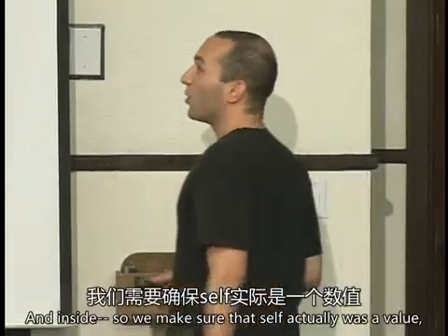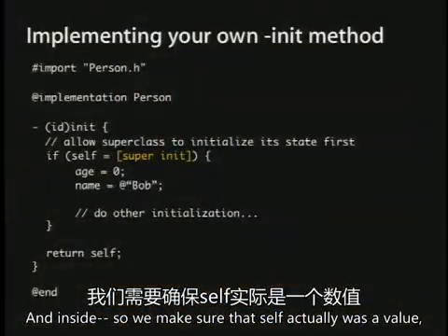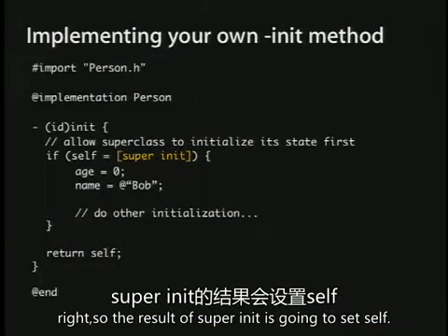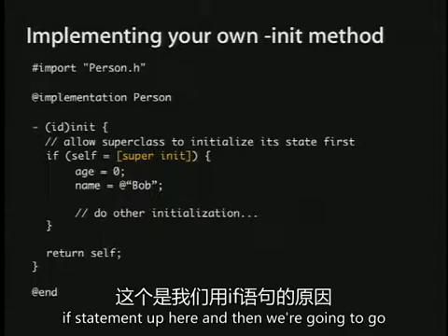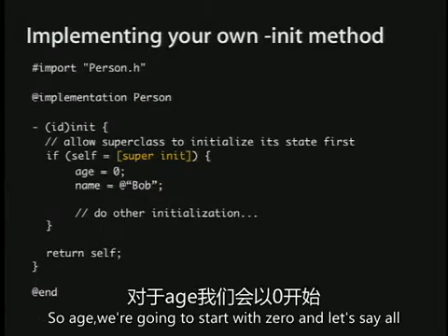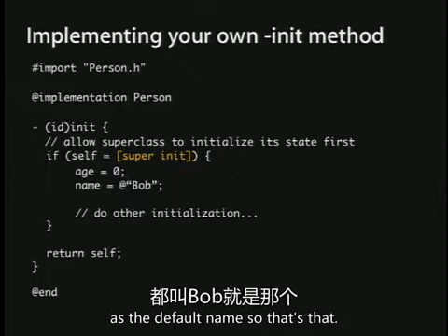And inside, we make sure that self actually has a value. The result of super init is going to set self. We want to make sure that self is not nil. That's why we have an if statement up here. And then we're going to start initializing the values. So age, we're going to start with 0. And let's say all of our people are going to be named Bob as the default name. So that's that.